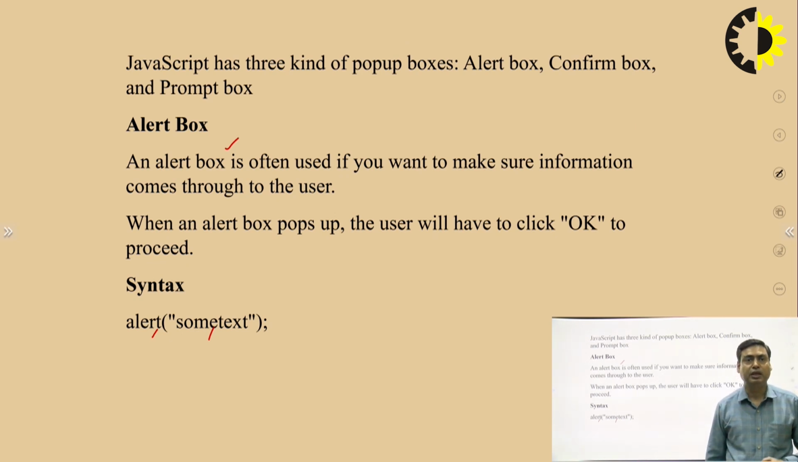It is one-directional information. It is not getting any input from the user, just giving information to the user, or you can say just giving an alert message to the user. The user has only the option to click on OK. There is no other option. So we have only one button, the OK button, in the alert box.